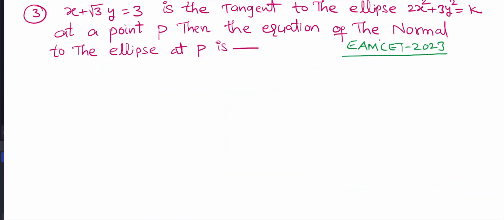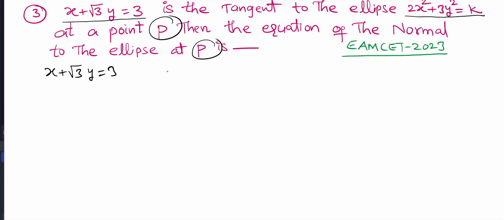This is the third question from ellipse. Here it is given that x + root 3 y = 3 is a tangent to the ellipse 2x² + 3y² = k at a point P. Then the equation of the normal to the ellipse at the point P is dash. This line is given as a tangent to the ellipse: x + root 3 y = 3.